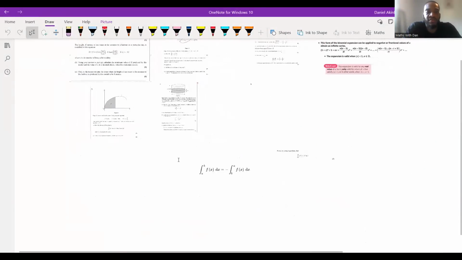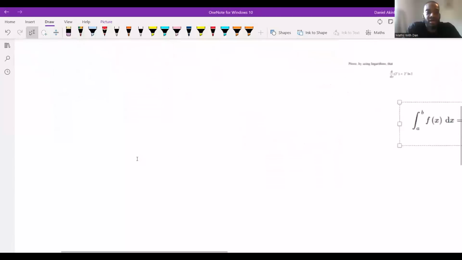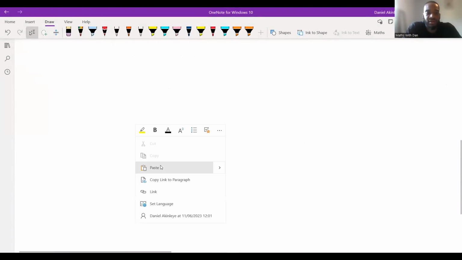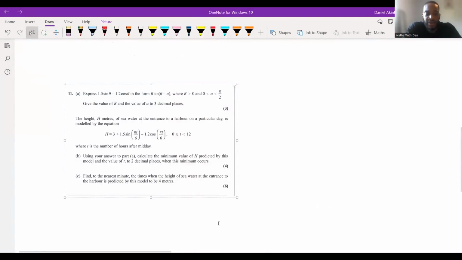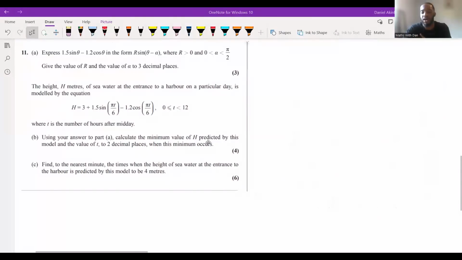So we're going to start here. Move this out of the way, that's for later. Okay, so we've got this here. Let me just see the chat. Cool, I can see 6s as well. Anyways, part A, this is not too bad. We know how to do this. It says express 1.5 sin theta minus 1.2 cos theta in the form r sin(theta minus alpha).